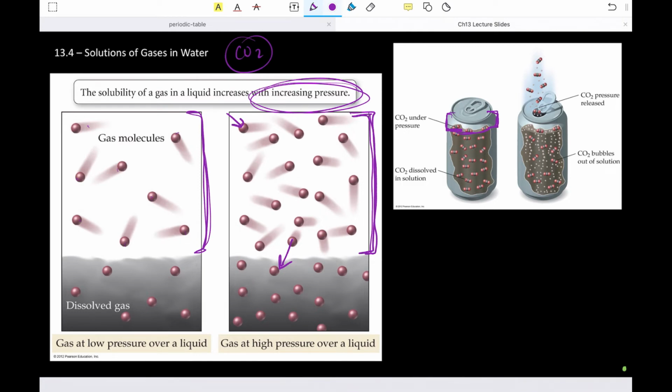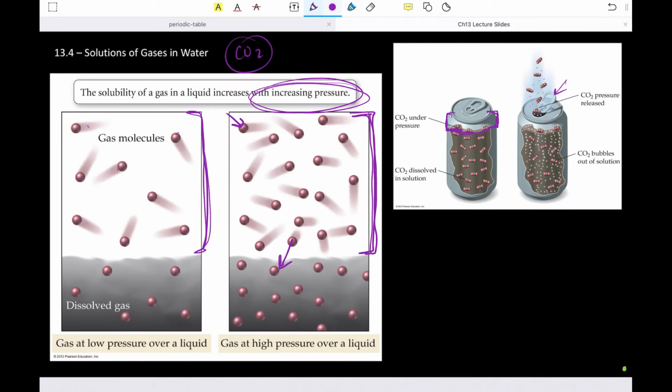And that's why when we open up our soda, like it is in this figure, once we open it up and we give the gas more places to be, it will escape, and we can hear that escaping every time we pop open a soda or a carbonated beverage. Does that make sense?